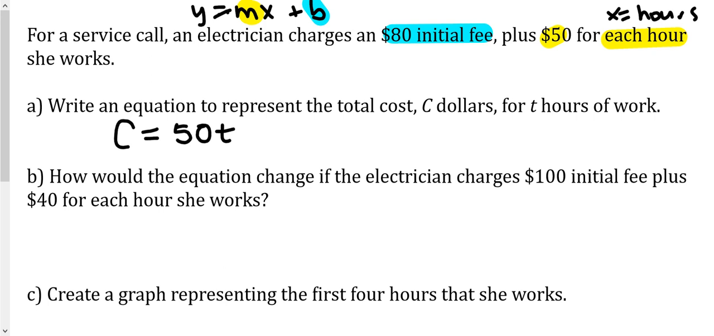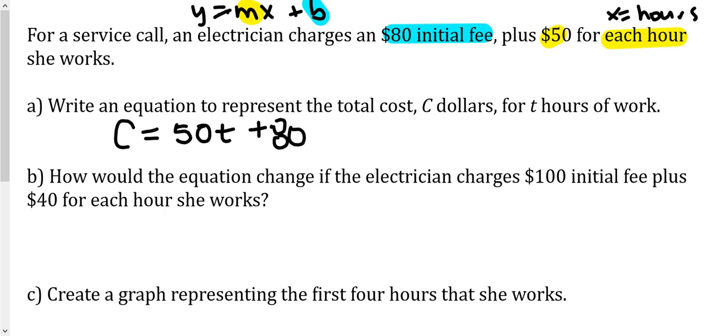Because if I do 50 times 1 hour of work, I pay $50. 50 times 2 hours of work, I'm paying $100, right? That's how wages work. But there was that initial fee. Regardless of how many hours you work, there's still an $80 service charge, right? An $80 I drove out to your house to figure out the problem sort of idea.